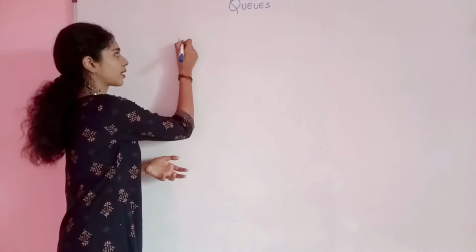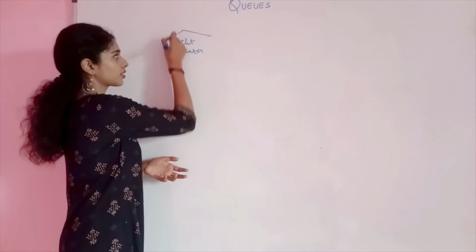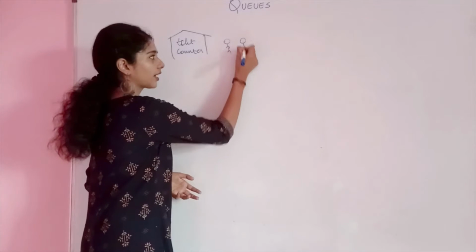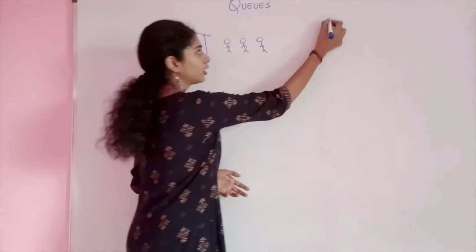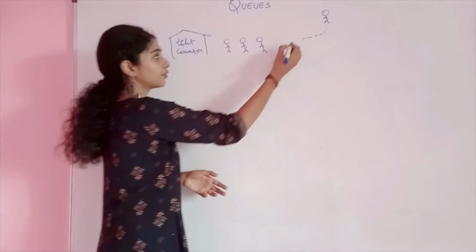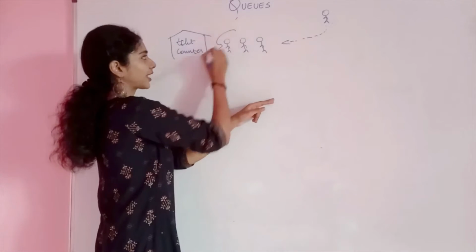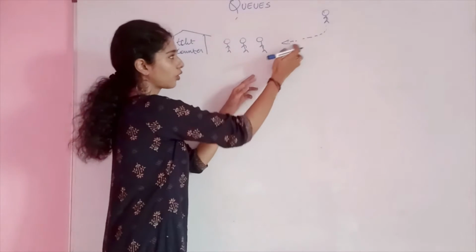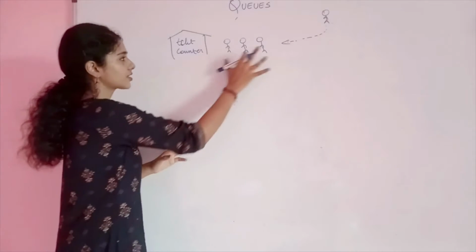Suppose that this is my ticket counter. A person comes here and gets a ticket. There's another person who's also standing, waiting to get their tickets. And you come and append yourself to the queue, right? You're not going to come here and ask this person, can I join? Most probably you won't, right? That's not how it works. So you go join yourself at the end of the queue. This is how it's going to work.